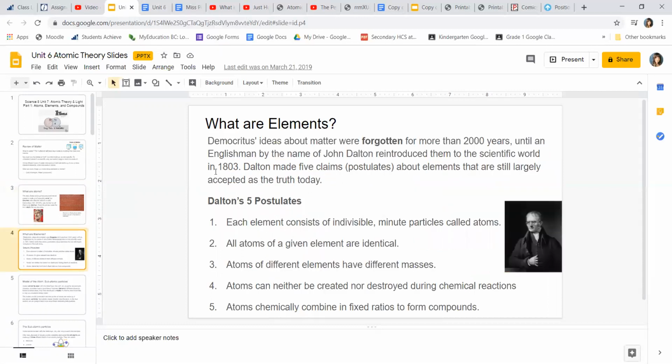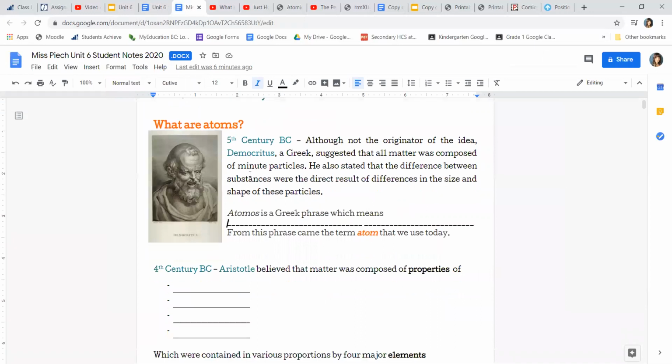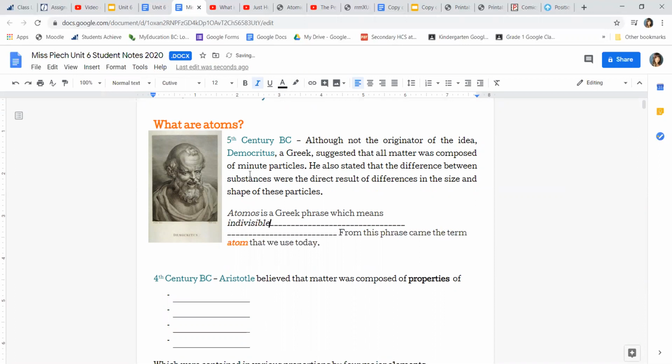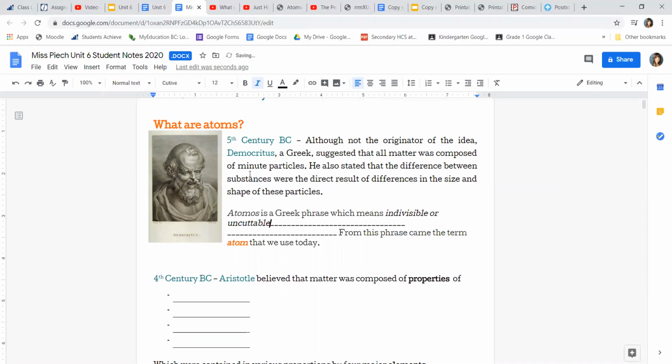Now, what happened is, let me just go here quickly. Yes. So first of all, we're going to put that down there. So atomos, that means indivisible. So that means you can't divide it any further, or uncuttable. It can't be cut any further.